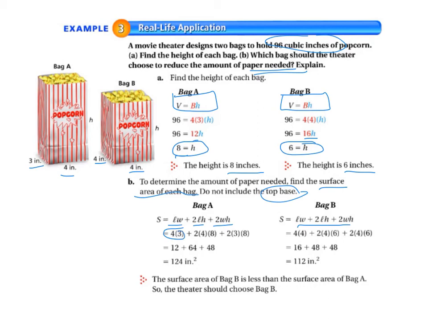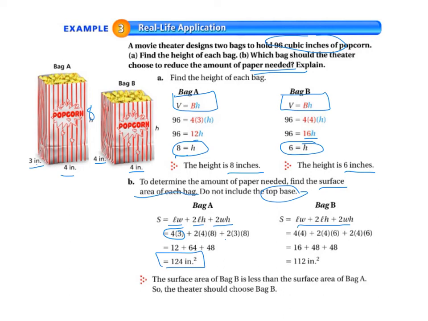Length times height is 4 times 8. So remember, this is 8 now. And we want 2 of those because there's a front and a back of the bag. And width times height is 3 times 8. So those are the sides of the bags, and there's 2 of those. So when we simplify, we get 12 plus 64 plus 48, which equals 124 square inches. So this is area. So our unit is squared here, not cubed.